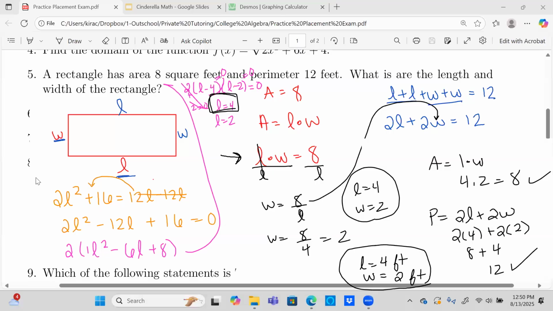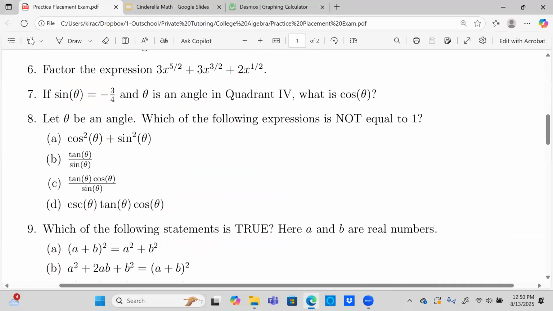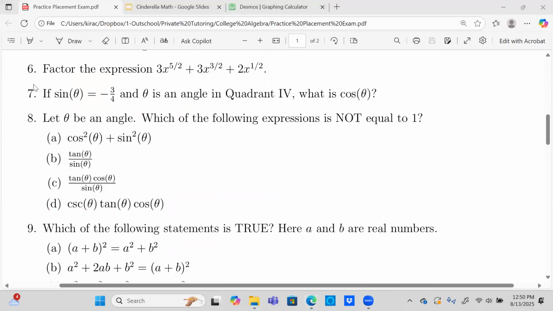Okay. I'm coming to number 6. Factor the expression. Oof. All right.